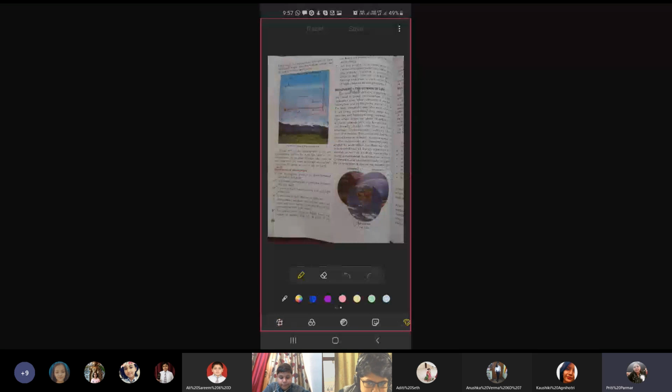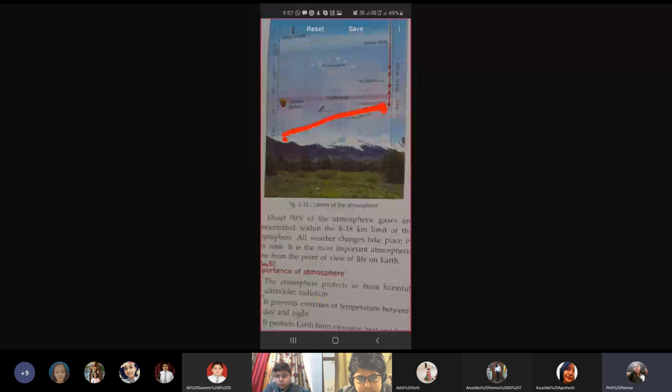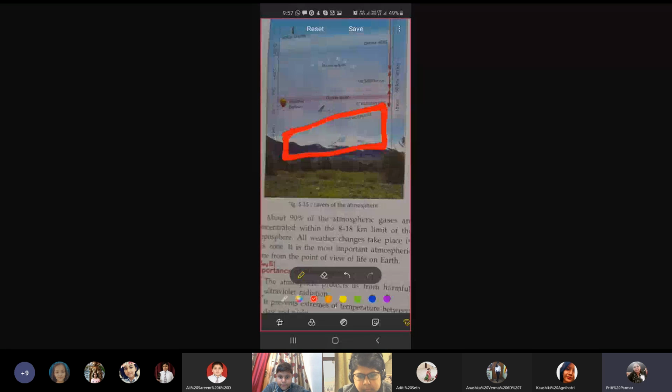Now, if you see here, this area is where the basic concentration of gases is present, from 8 to 18 kilometers from the earth. All weather changes take place in this zone. It is the most important atmospheric zone from the point of view of life on earth. Why? Because this is the layer of the atmosphere where nearly all essential gases needed for survival are present.